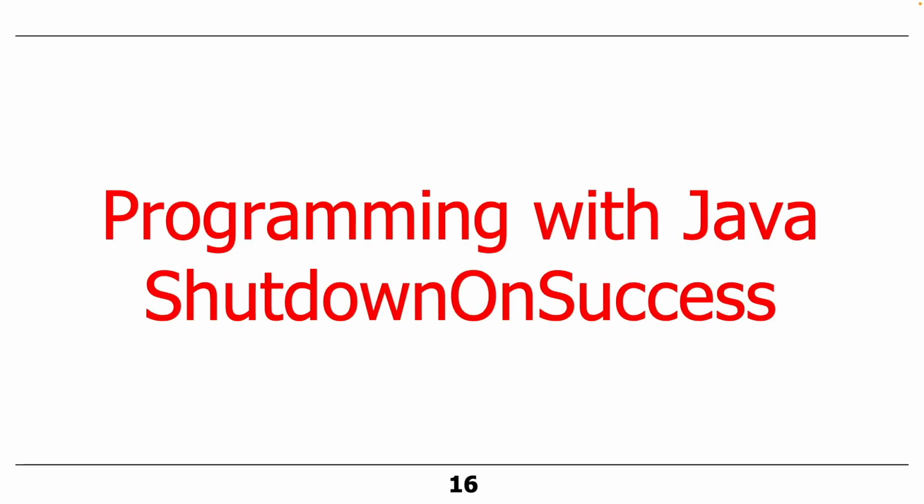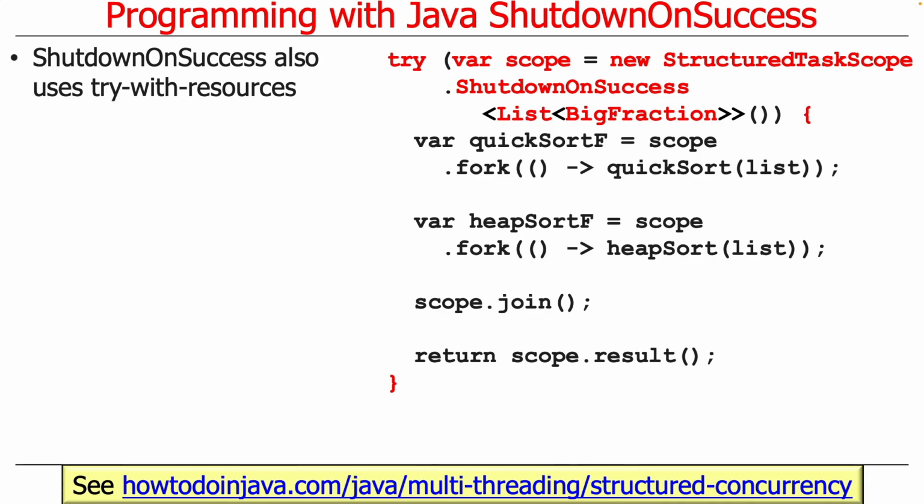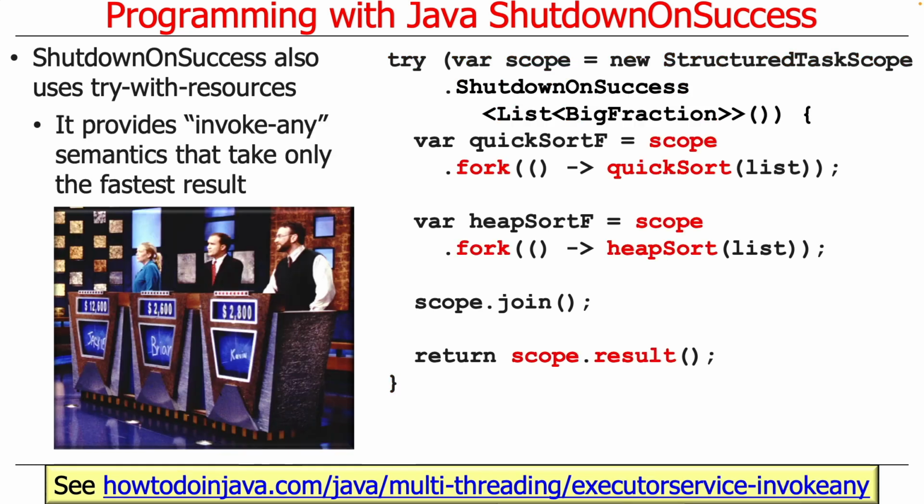Let's take a look at another programming model. This is the Java StructuredTaskScope. So this also uses try with resources, just like before, except this time we create a StructuredTaskScope variable. And we also have to tell it what type the return value of this is going to be. So it's going to be a list of big fractions. And we'll take a look at this example in more detail later.